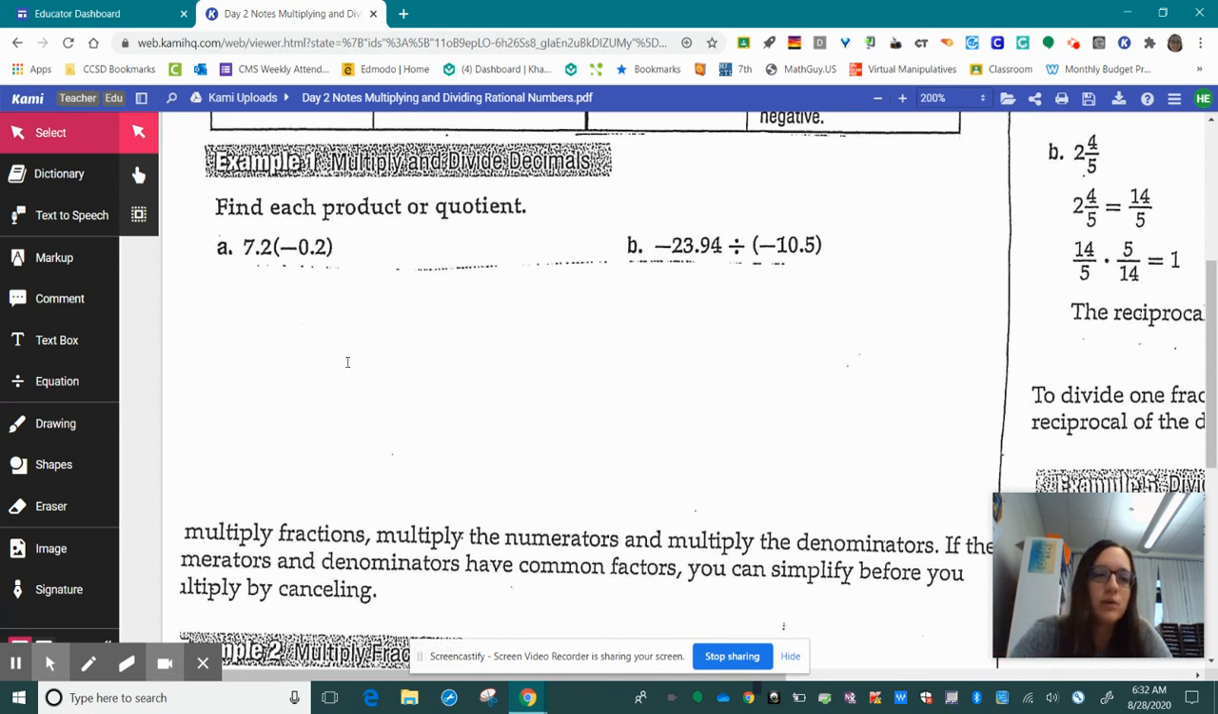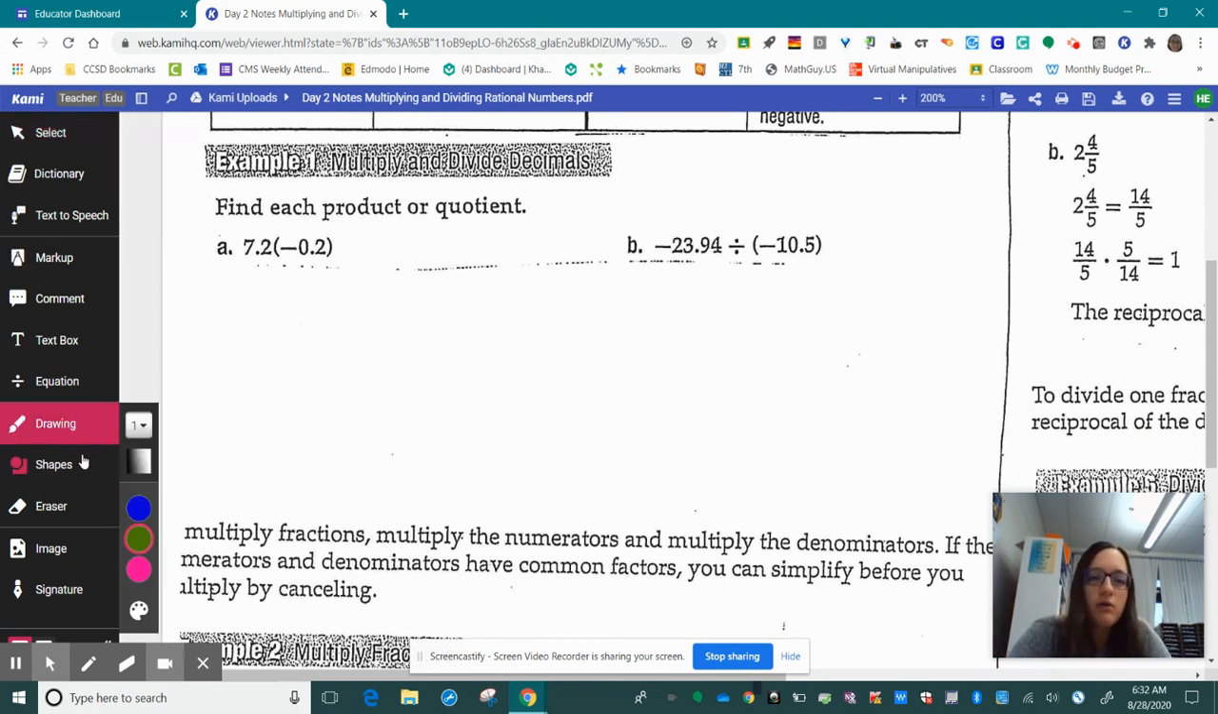use our sign rule. So if we're multiplying with decimals, if we have 7 2/10 times a negative 2/10, we're just going to set it up and pretend those decimals aren't there at this point. So we're going to look at it like we're saying 72 times 2. And then from there, we just go 2 times 2 is 4. 2 times 7 is 14.